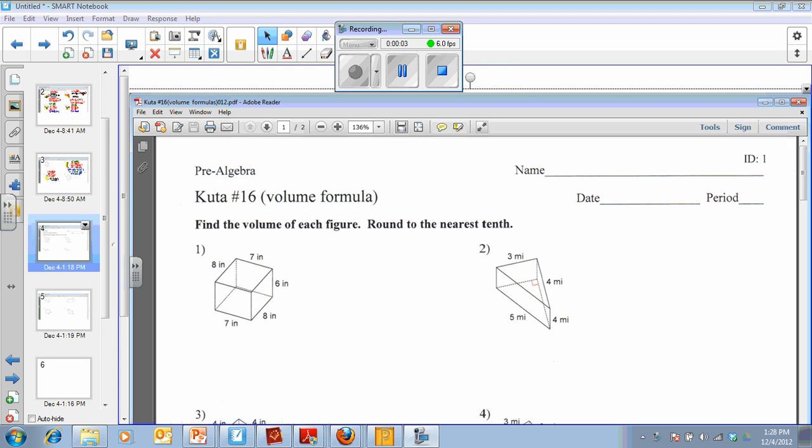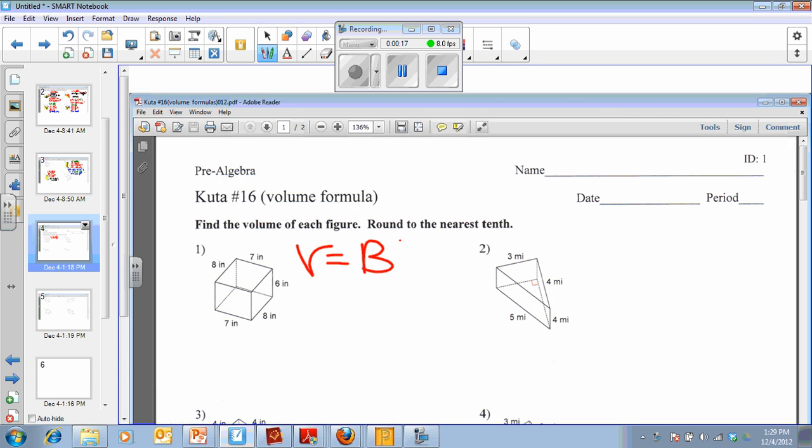This video goes with Kuta handout number 16, using the volume formula. So I want to make sure that students at least understand what the volume formula is. Remember, volume, and this works for every geometric shape, is the area of the base, capital B, times the height. So remember, we've got to look at the object and figure out what the base is, or what it is that we can stack on top of each other to fill it up. So that would be the area of the base, and then we're going to multiply that times the height.